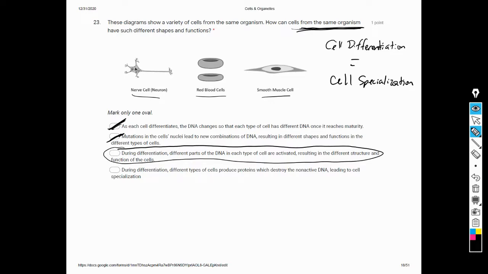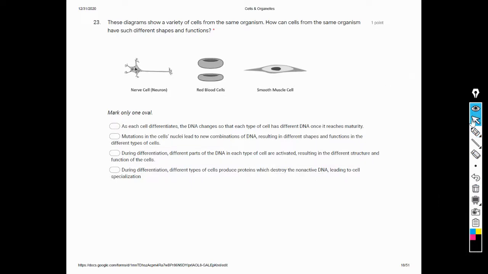During differentiation, different types of cells produce proteins which destroy the non-active DNA, leading to cell specialization. Again, we don't want to destroy any of the DNA, because even if it's non-active, that doesn't mean it's unimportant. So again, different parts of the DNA are activated, resulting in cell differentiation.